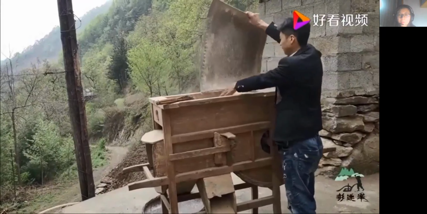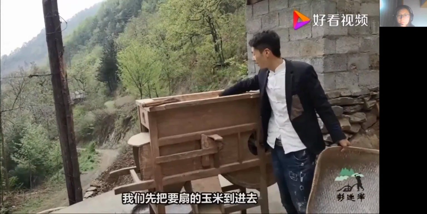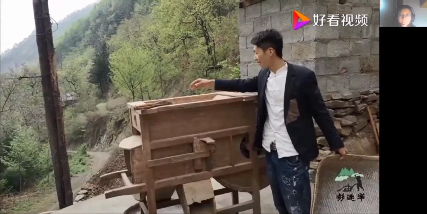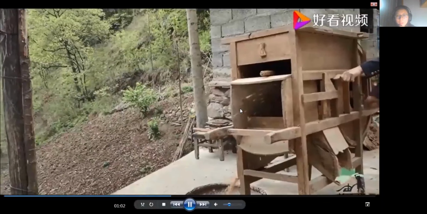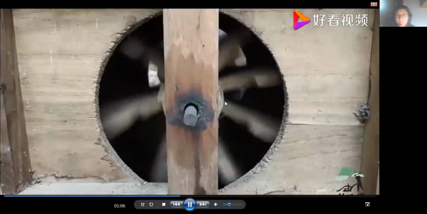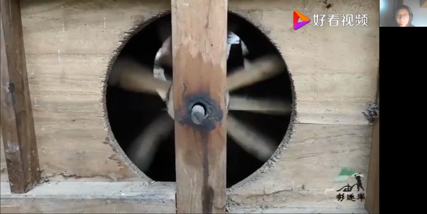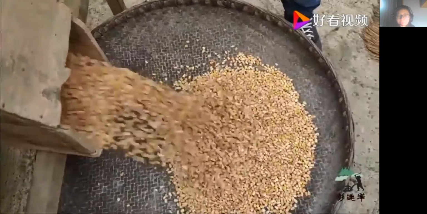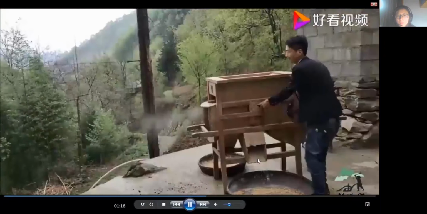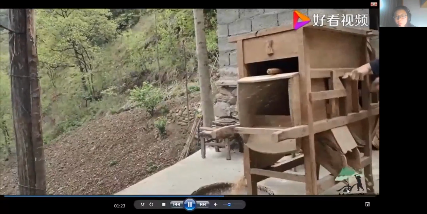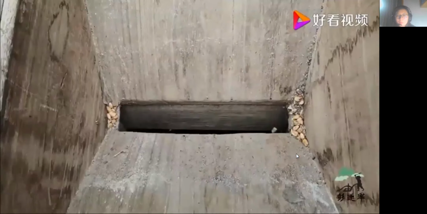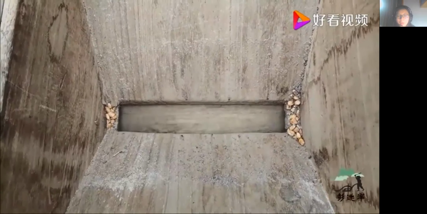I put the grains inside. These are corns. So you can see the extra outer skin will be blown out. The fan will blow air. So the cleaned corns will come out from the side. So we get the clean corns. And the dirty things will be blown out.